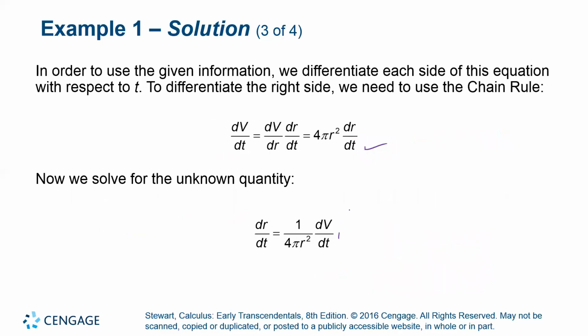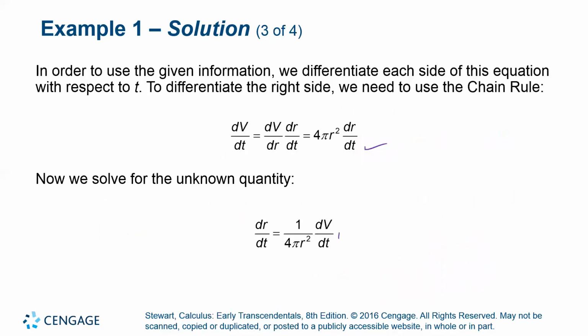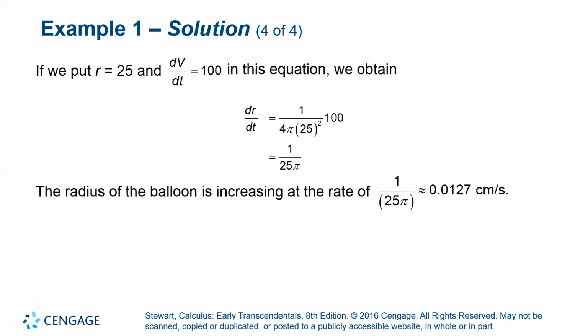So now we know dV/dt, and we know the radius. We need to substitute this and then solve. So dV/dt is 100, and then 1 over 4 pi times 25 squared. You simplify everything, you get this. So the radius of the balloon is increasing at a rate of that, which is approximately this.